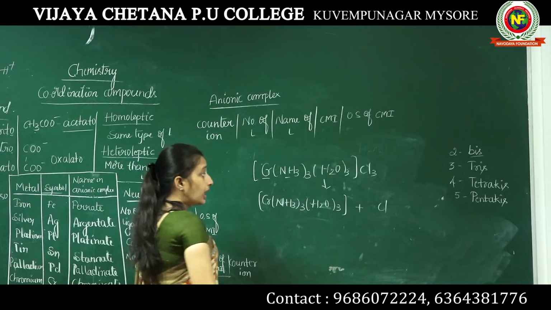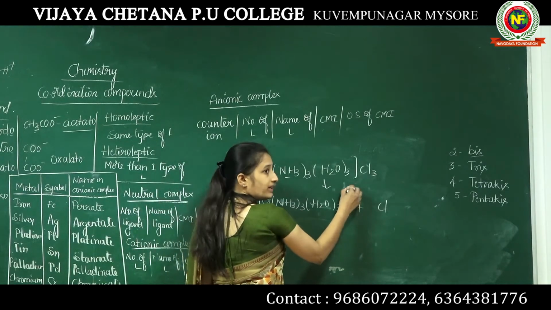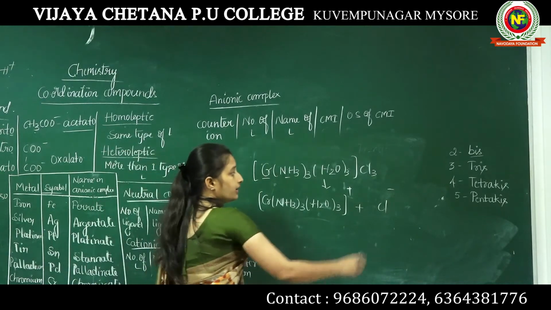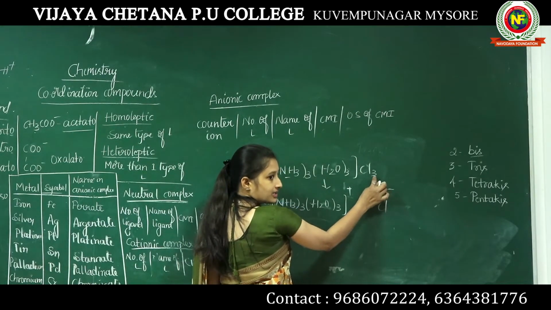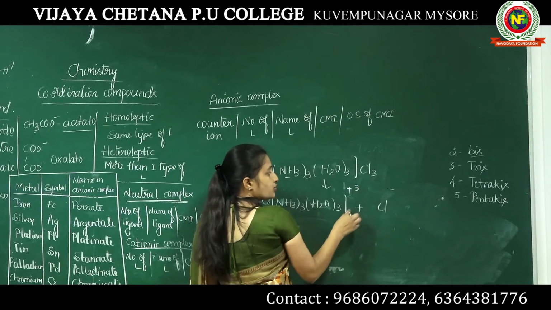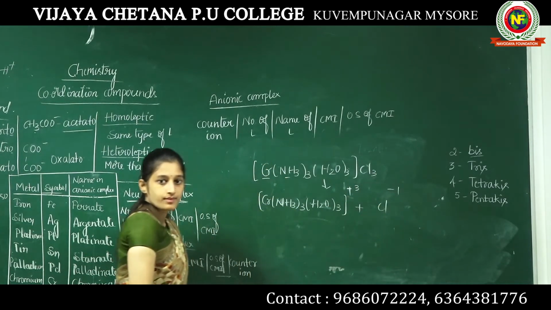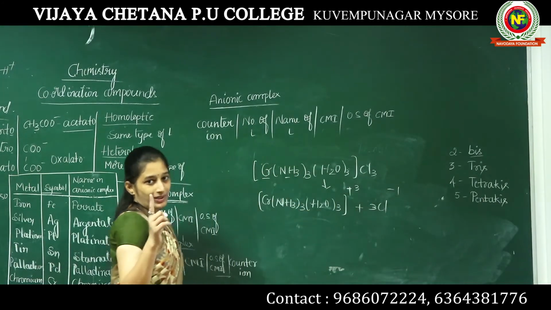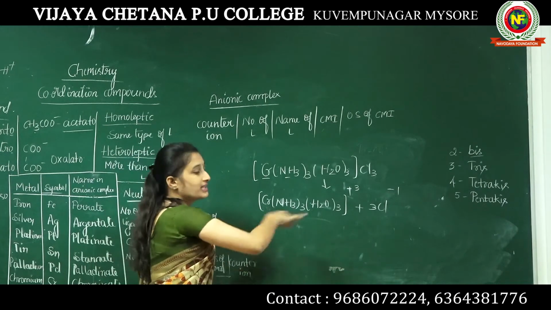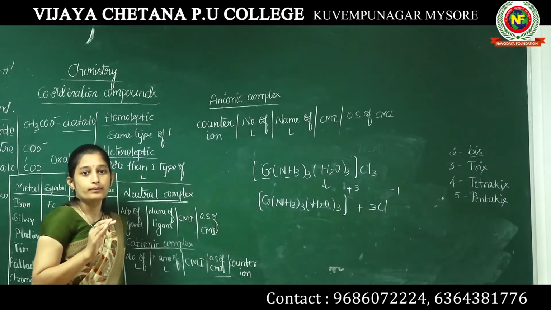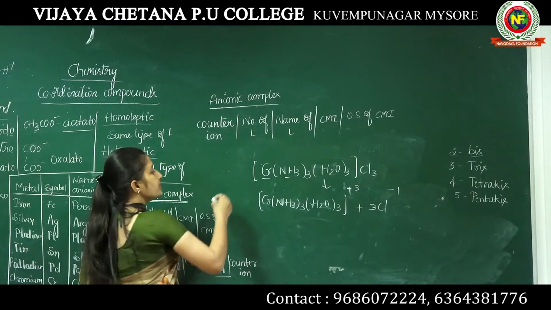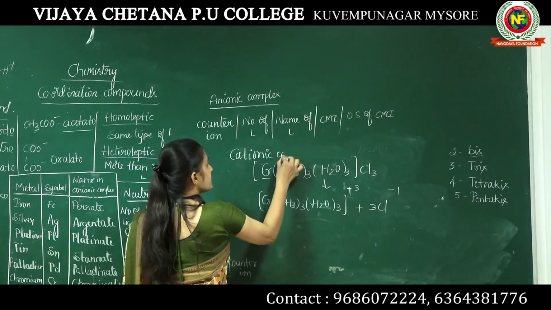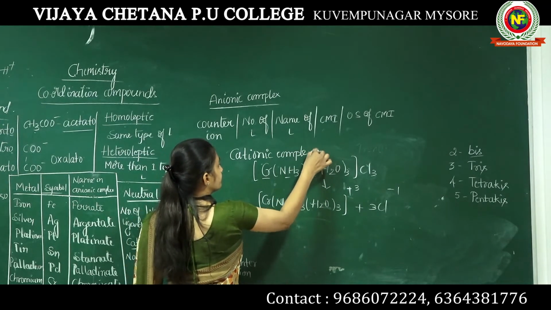Correct? Now the 3 first always carries positive, then negative. This 3 will come to this side, this 1 will go to this side. How many chlorides are there? 3 times. How many complexes are there? Only 1 time. So I just ionized the complex. Then what type of complex is this? This is a cationic complex.